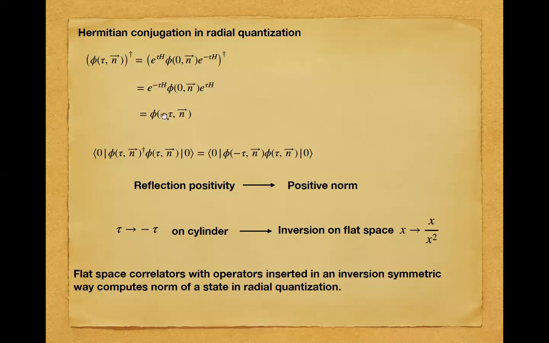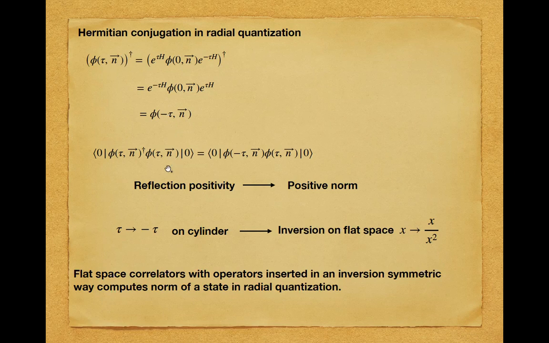And you can see that this is a field on the cylinder, but the time tau has been flipped to minus tau, right? So therefore, in this geometry on the cylinder, the Hermitian conjugation operation on the scalar field, you can see that tau gets mapped to minus tau.